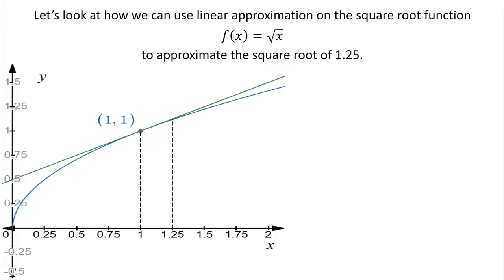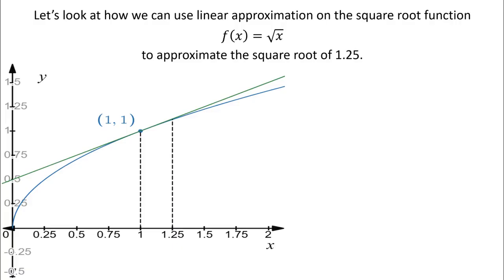In this example, let's look at how we can use linear approximation on the square root function to help us approximate the square root of 1.25. The graph of the square root function is in blue, and the graph of the tangent line when x is equal to 1 is in green.